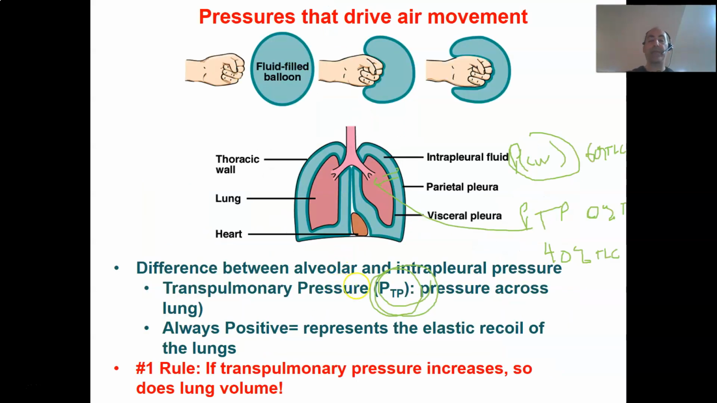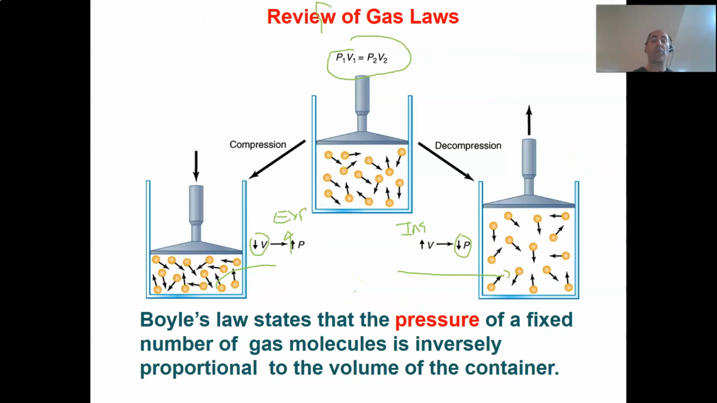So we go back. Transpulmonary pressure is always positive, alveolar pressure is always negative. When you take in a breath, transpulmonary pressure increases, becomes more positive, and alveolar pressure becomes more negative. And that is explained by Boyle's law.